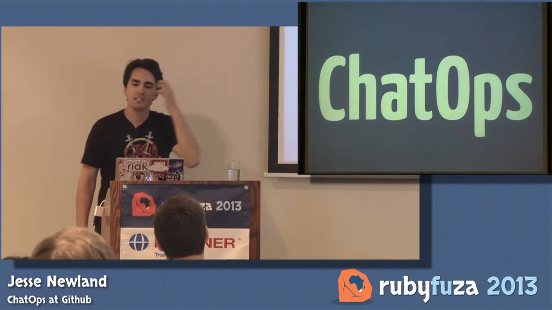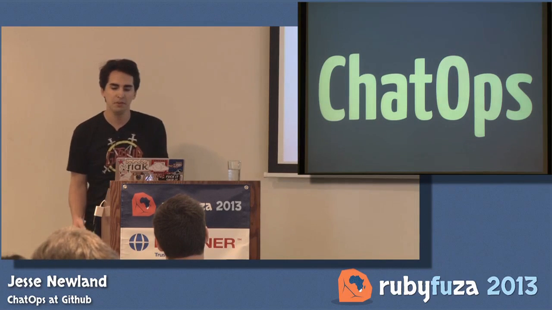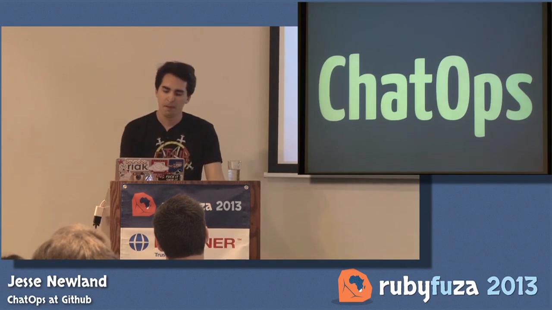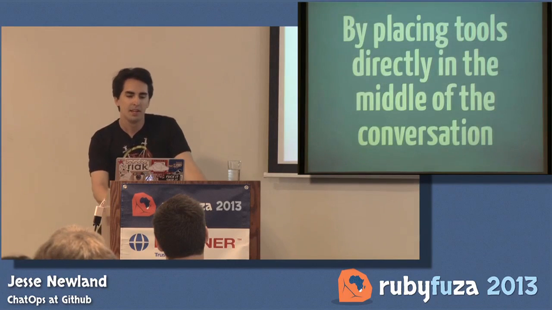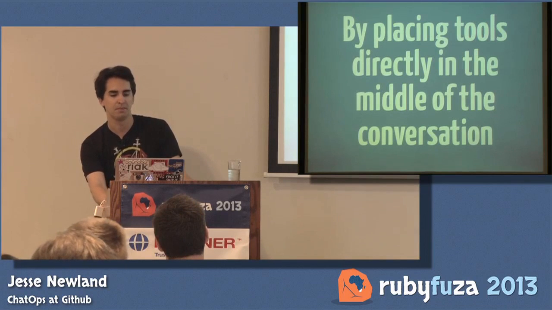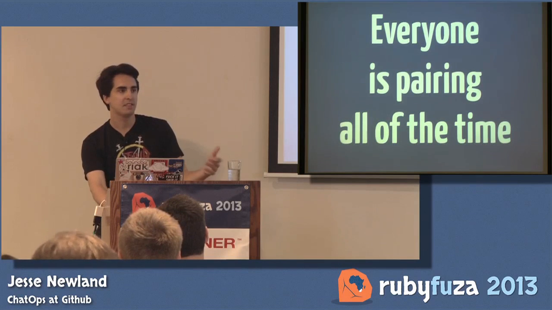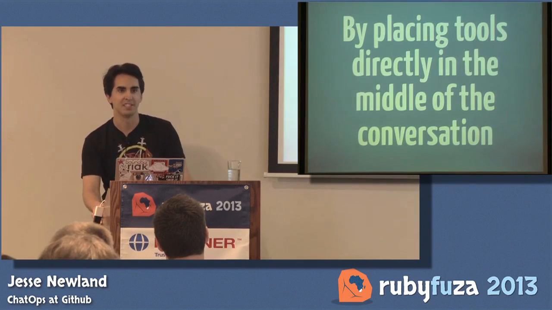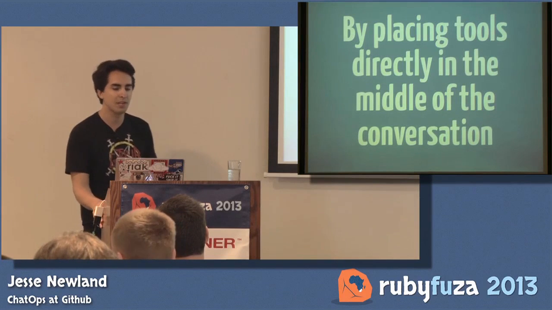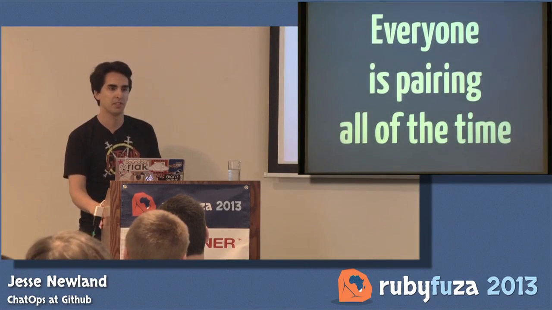So at its core, ChatOps means building tools that make it easier to operate your infrastructure via Hubot than via terminal or Chrome or whatever. And the reason you do that is because by placing tools directly in the middle of the conversation, everyone is pairing all of the time. And that's really the core concept, and I'm going to say that again, so if you take anything away from this talk, this is what you should take away from it. By placing tools directly in the middle of the conversation, in Campfire, IRC, whatever, everyone is pairing all of the time.